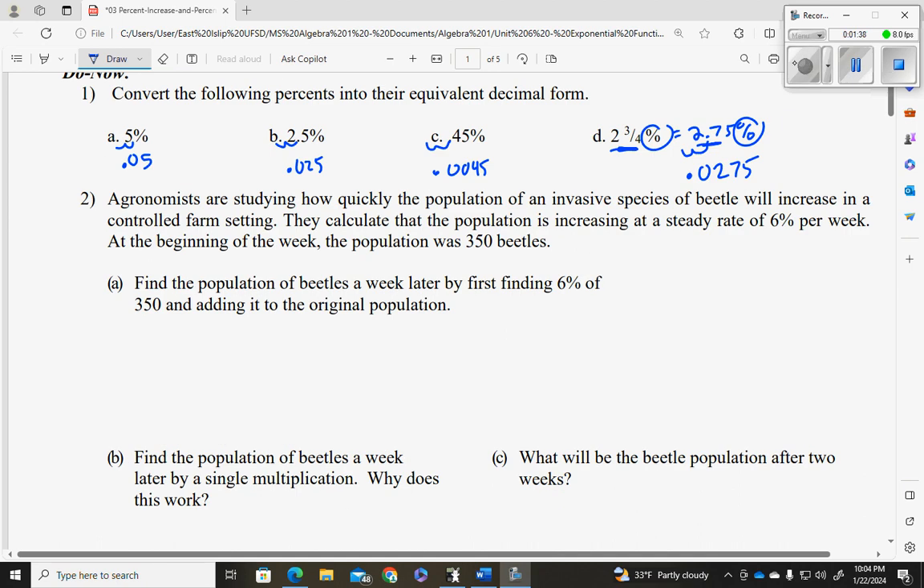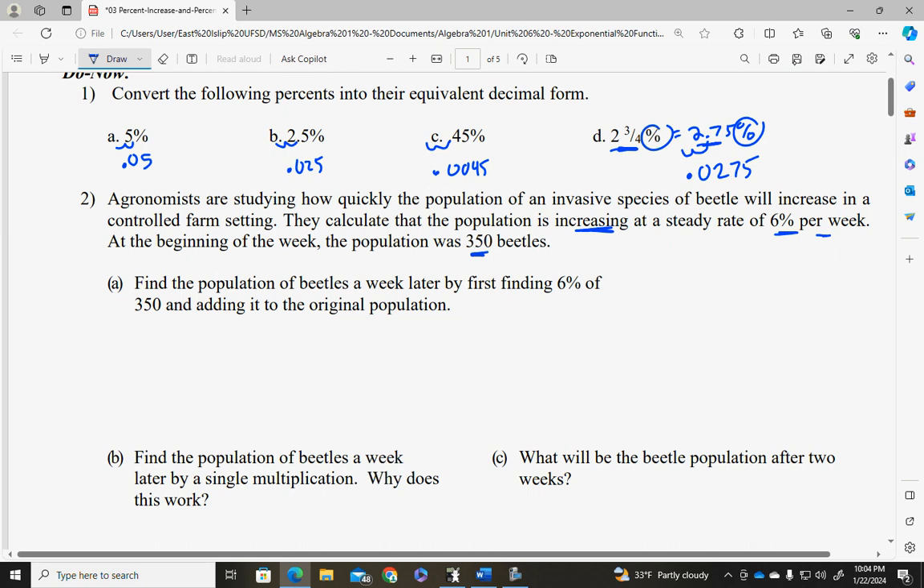So number 2, agronomists are studying how quickly the population of an invasive species of beetle will increase in a controlled farm setting. They calculate that the population is increasing at a steady rate of 6% per week. At the beginning of the week, the population was 350 beetles. So they want us to find the population of beetles a week later by first finding 6% of 350 and adding it to the original population.